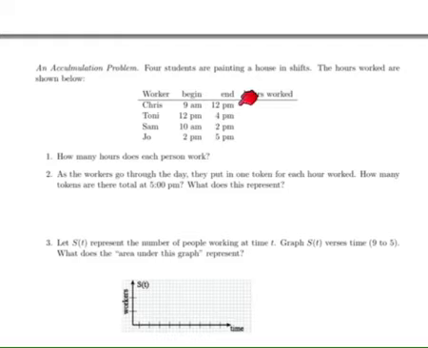Well, Chris works from 9 to noon, so Chris works 3 hours. Tony works noon to 4, Tony works 4 hours. Similarly, Sam works 4 hours, and Joe works 3 hours.